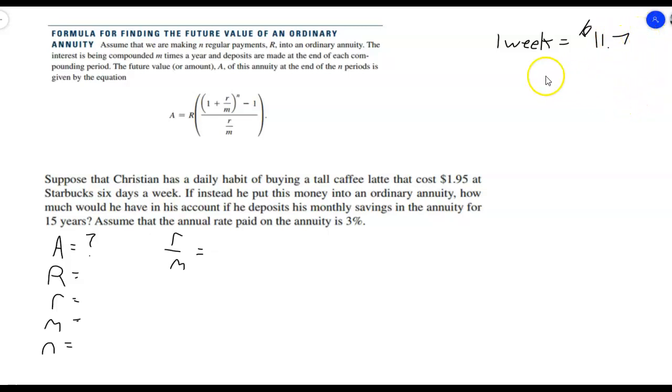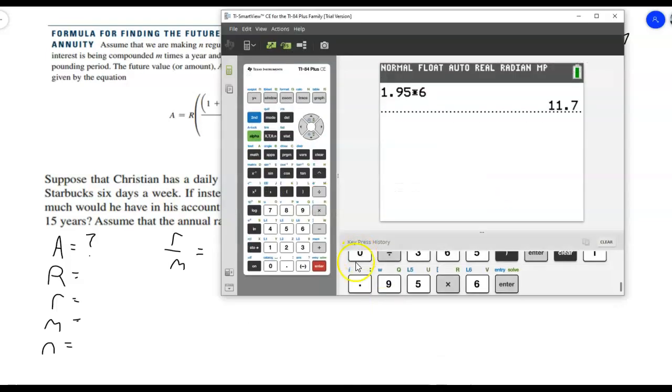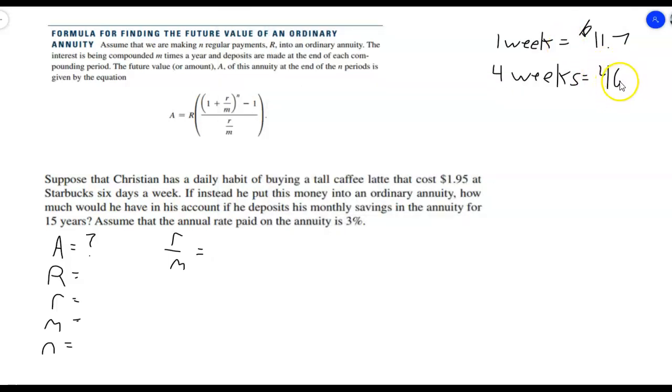$11.70. And then how many weeks are in a month? Well, there's a little bit more than 4, but for simplicity's sake, and since we're going to use the book's answer, let's just do it in 4 weeks. We'll call that a short month for right now. Maybe we are in February. So that's 11.7 times 4, and we're going to get $46.80. So he's going to be spending about $46.80 each month.